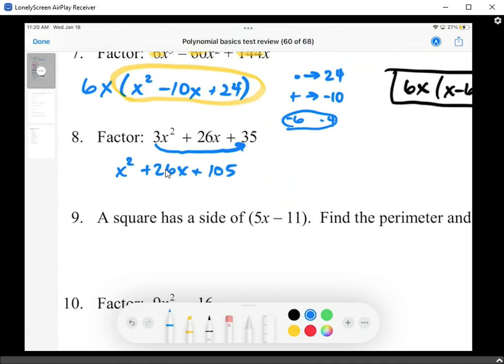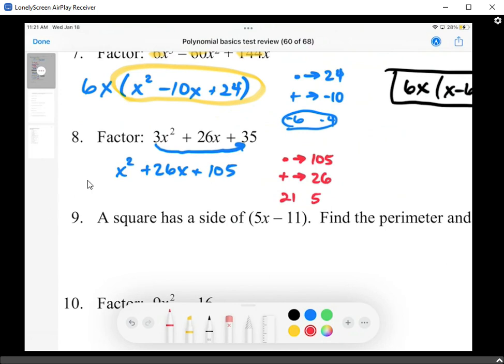So once again, we are looking for 2 very important key numbers, right? These numbers are going to multiply to 105. And when we add them together, it gives us a sum of 26. I'm going to save you a little time. Those two numbers are positive 21 and positive 5. 21 times 5 gives us this 105. 21 plus 5 gives us our 26.